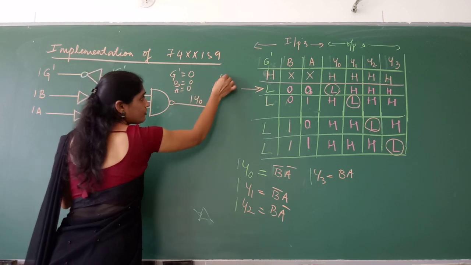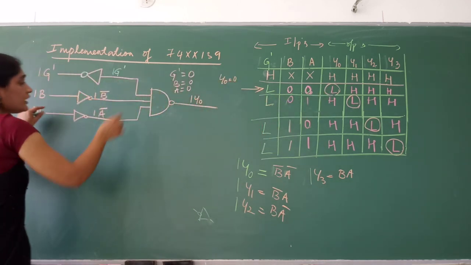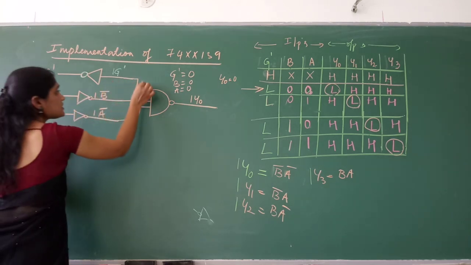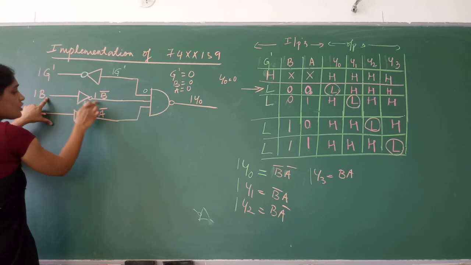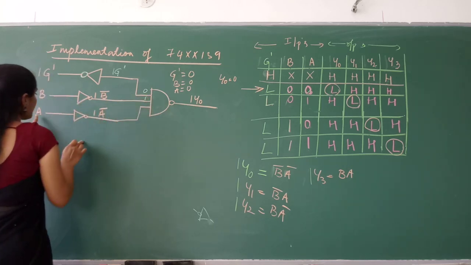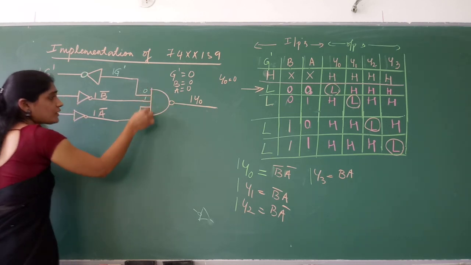What should you get for Y0? You should get it as 0. Let us check now. Give G dash as 0, so you have 0. Give B as 0. If you give B as 0, what is B bar? 1. Give A as 0. What is A bar? 1. So what do we have? 0, 1, 1.